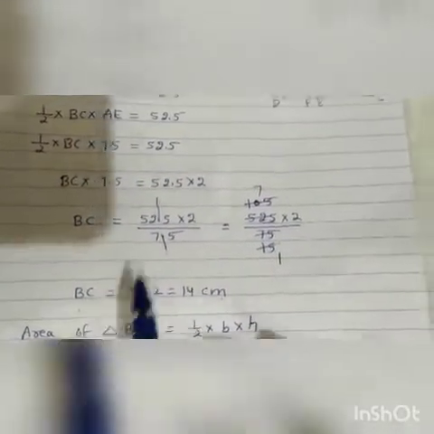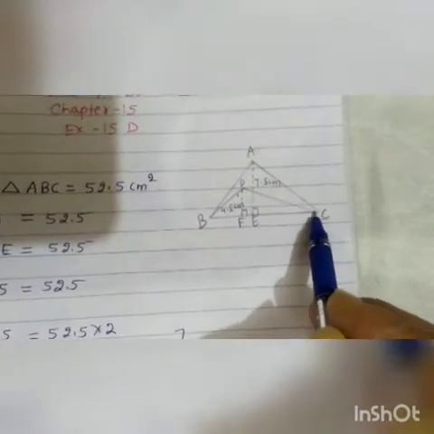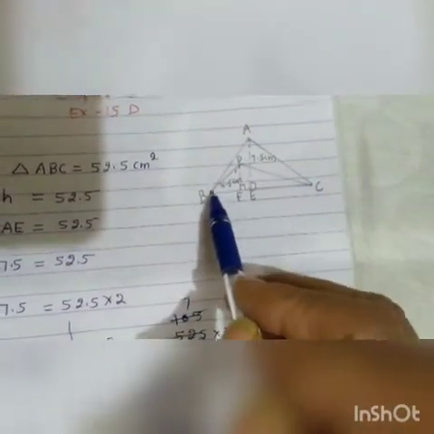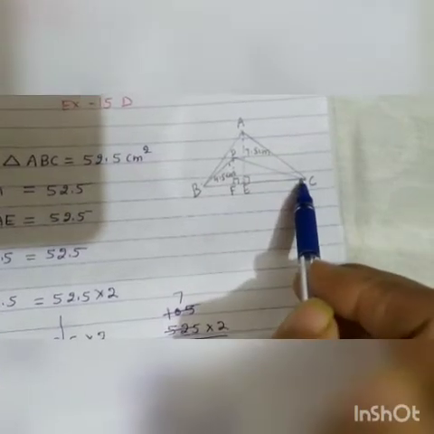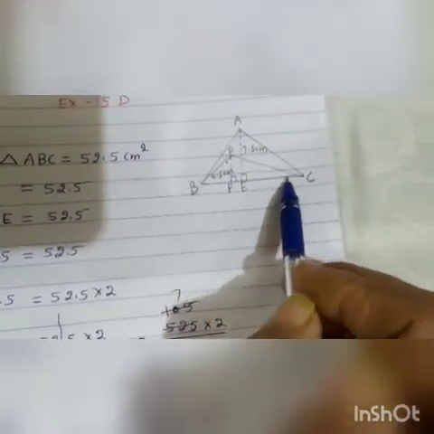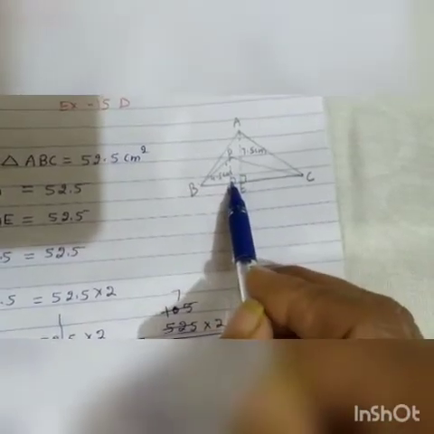We have found out here BC, this base. Now we will find the area of this triangle BDC. Again, the formula for this triangle is also 1/2 base into height. Base is the same BC. Height is this one, 4.5.